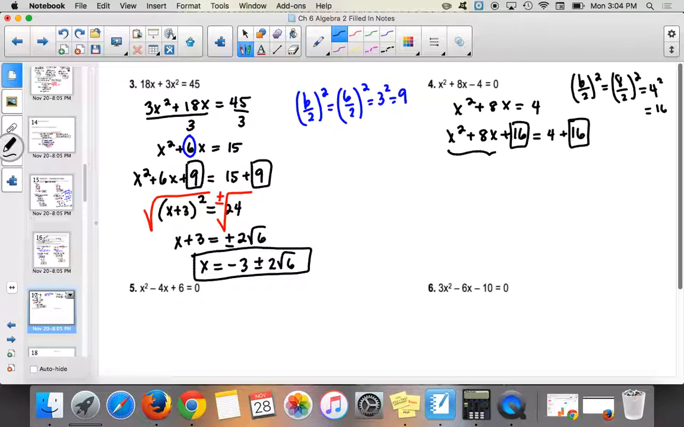All right, so here we go. So we're going to factor. If I factor x squared plus 8x plus 16, it factors into x plus 4 times x plus 4. So it's going to be x plus 4 squared equals 20. All right, square root of both sides. So I get x plus 4 equals plus or minus the square root of 20. How do I simplify the square root of 20? 2 square root of 5. Perfect. So when I subtract that 4 over, I get x equals negative 4 plus or minus 2 square root of 5.